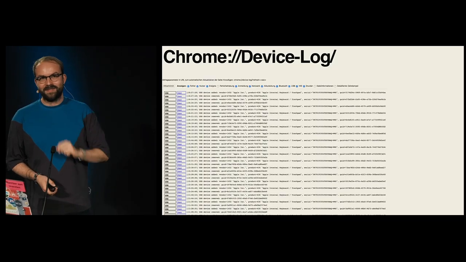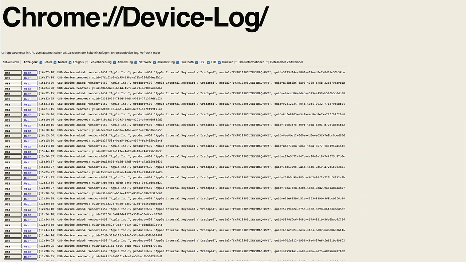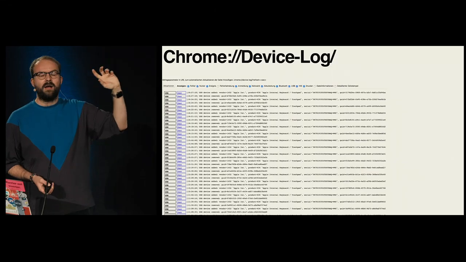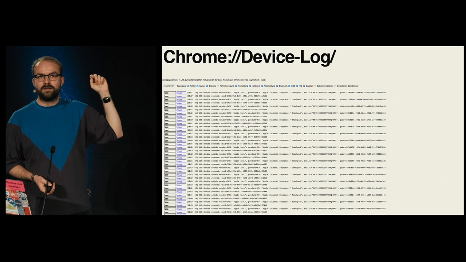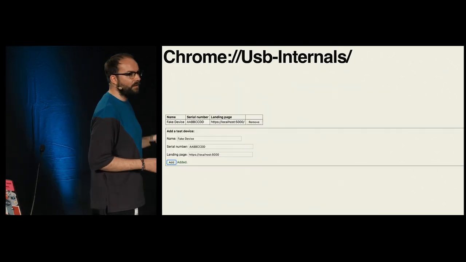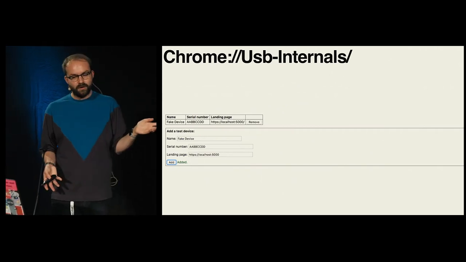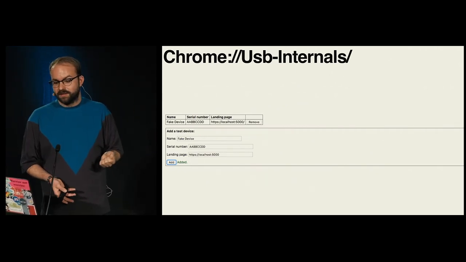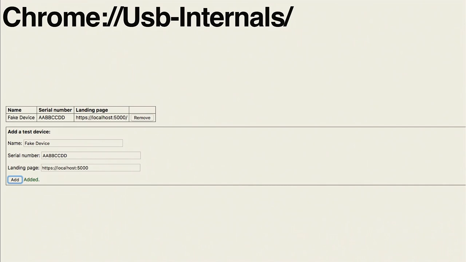And if you want to start tinkering with WebUSB and USB devices, check out the device log Chrome developer feature, because you can see all the devices, including the events, vendor and product IDs, also Bluetooth devices, not only USB devices you've plugged in. If you don't have a device or want to test your code, you can go to USB internals and basically generate some bogus devices that can be used for testing only.